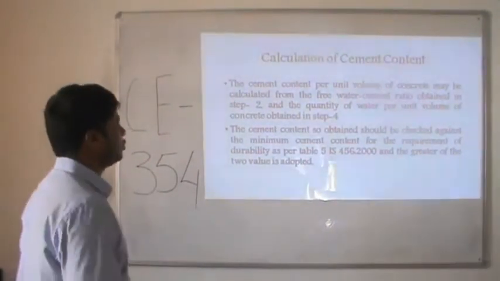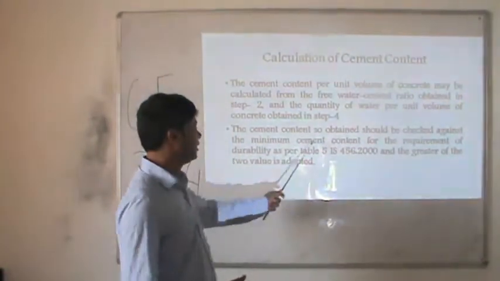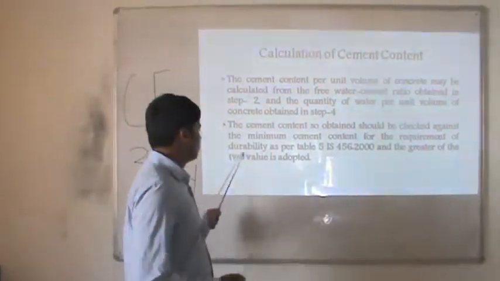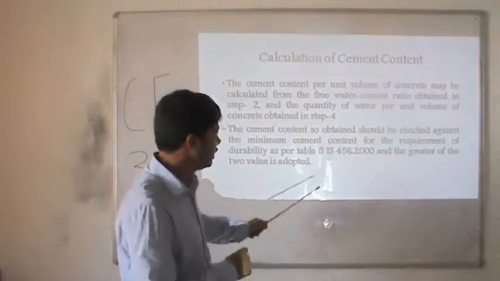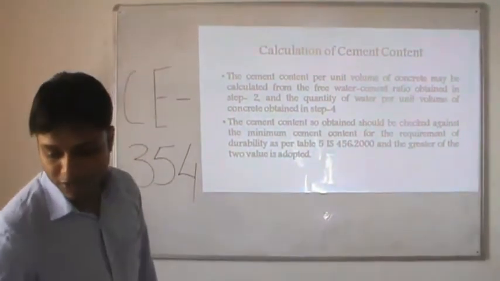So the cement content so obtained should be checked against the minimum cement content for the requirement of the durability as per table 5, which we have already seen, and the greater of the two values will be adopted.